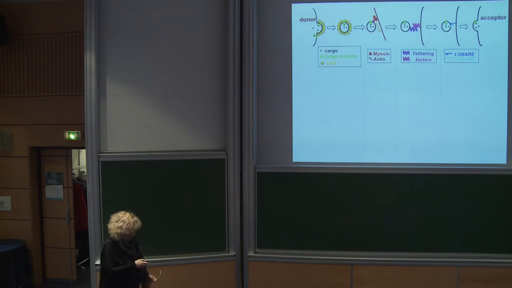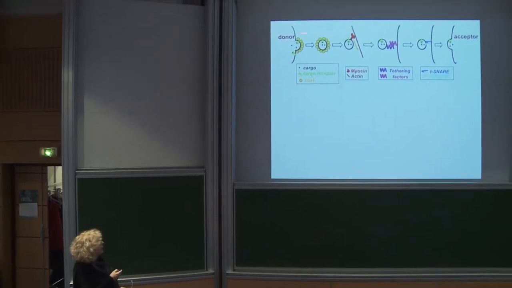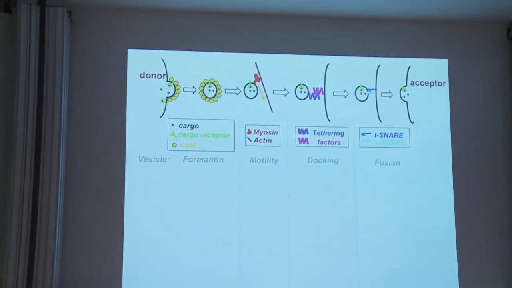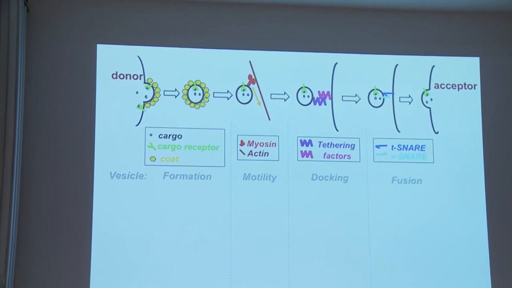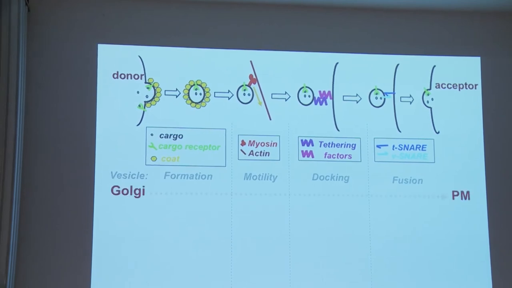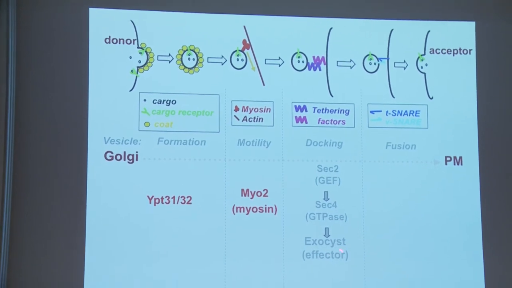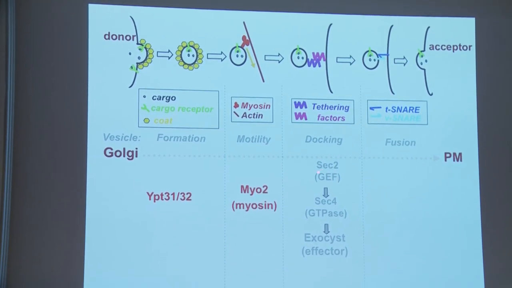So here is this example. Here is again a vesicle forming from the donor compartment with all its friends. And if we look at formation, motility, docking, and fusion, between the Golgi and the plasma membrane, we knew all the machinery components. We knew that YPT31/32 is involved in the beginning. We knew that myosin works in motility, myosin 5 in this case. We knew that the tethering factor is called the exocyst. This is from work by Peter Novick's lab.